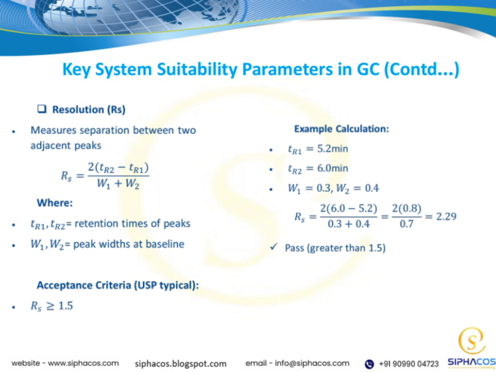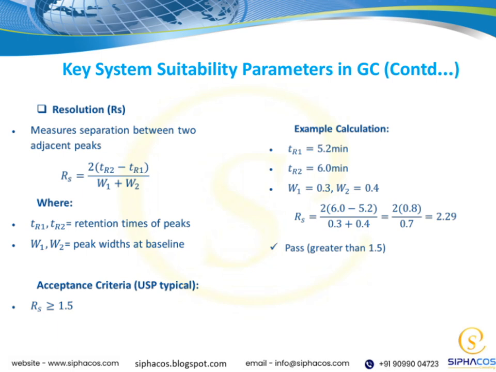These parameters are essential because they influence the reliability and accuracy of our analysis. First, we look at the column efficiency, which is often expressed as theoretical plates. This tells us how well the column separates components. Higher efficiency generally means better separation. Next, we consider resolution, which measures how well two peaks are separated from each other. Good resolution means we can distinguish closely eluting compounds clearly.